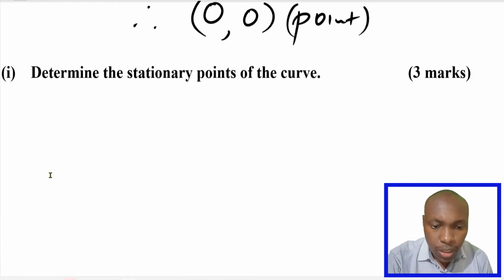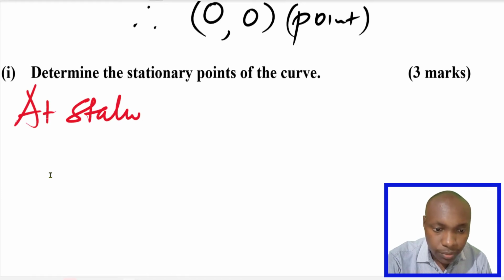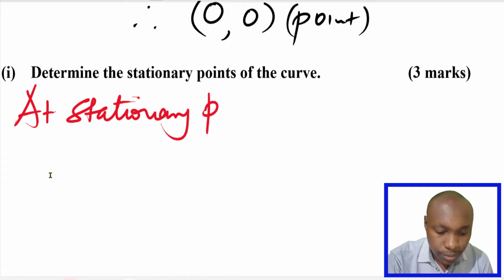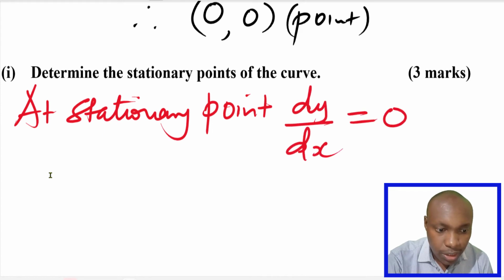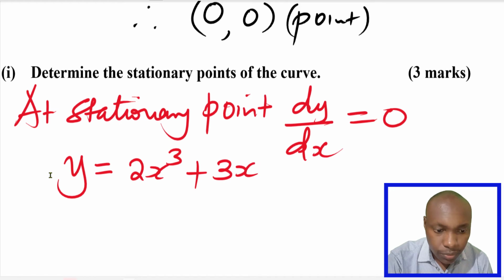Now let's go to the other part of the question. Determine the stationary points of the curve. At a stationary point, the gradient, that is dy over dx, is 0. So we take the equation of the curve, y equals 2x cubed plus 3x squared, and then we get the gradient function by differentiating.